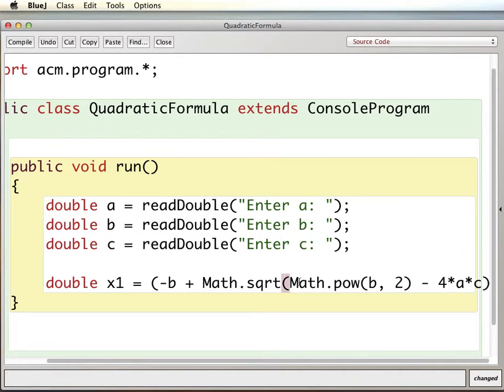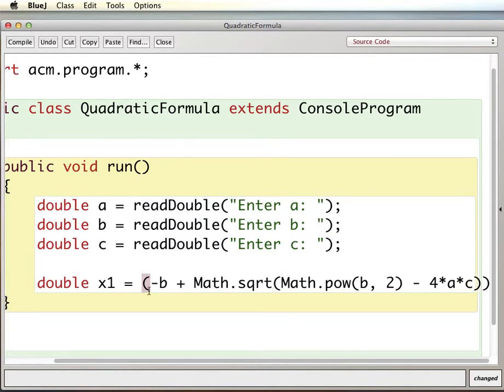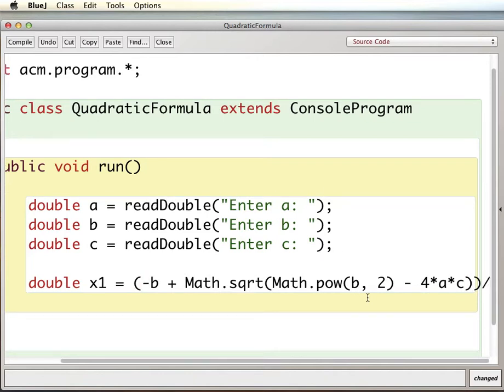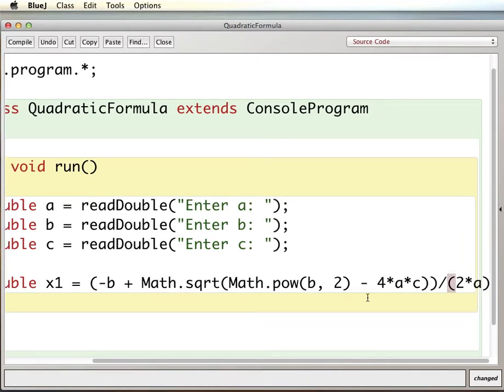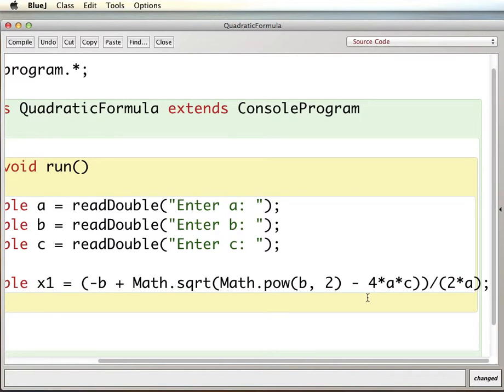Then one parenthesis. Notice when I type a parenthesis, it blinks over here. So it's saying this one I just closed the square root. Another parenthesis closes the whole top of the fraction. So you do 2 here. Then it's divided by parentheses 2 times a, parentheses, semicolon. So that's our first solution.